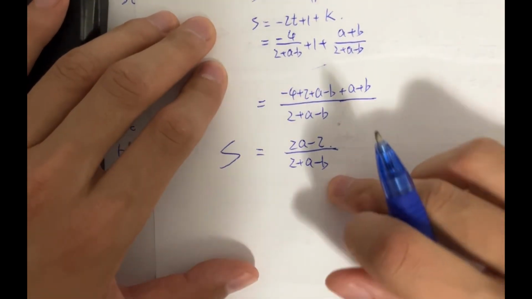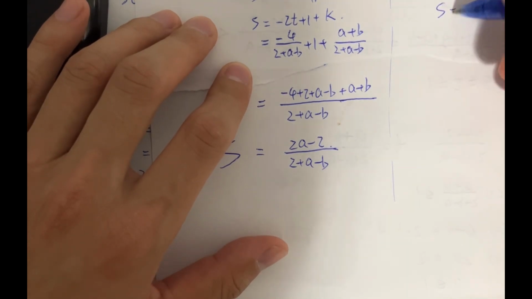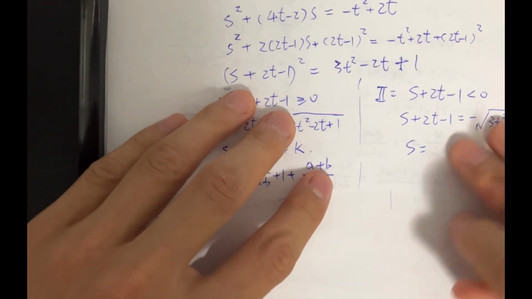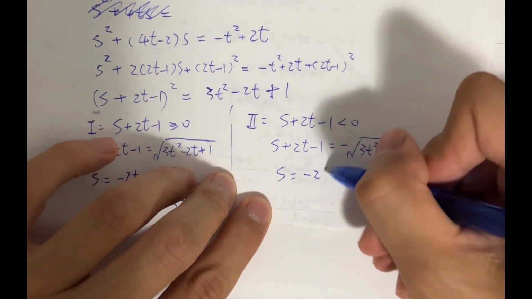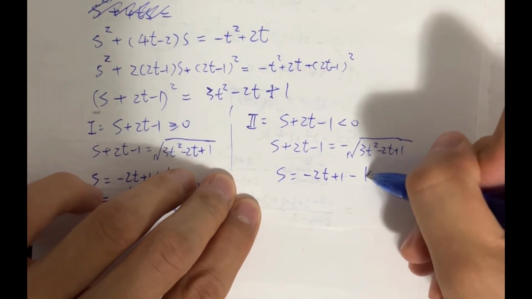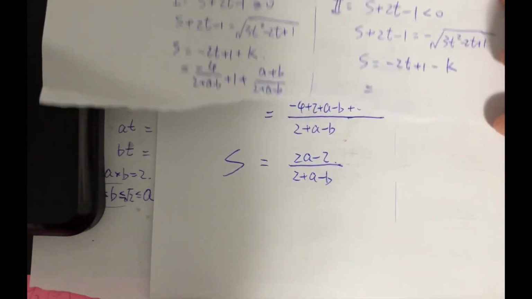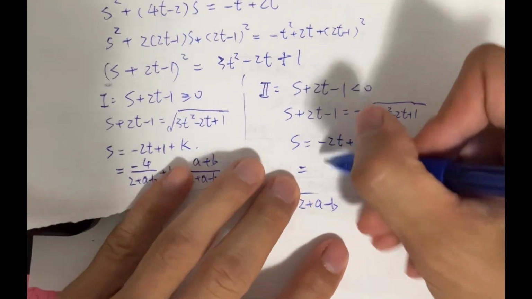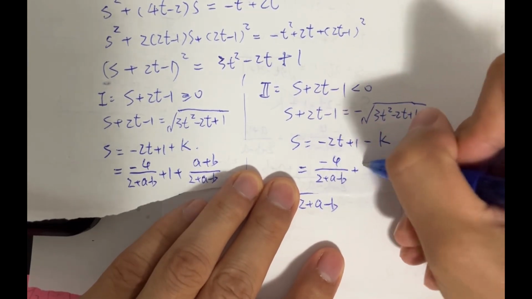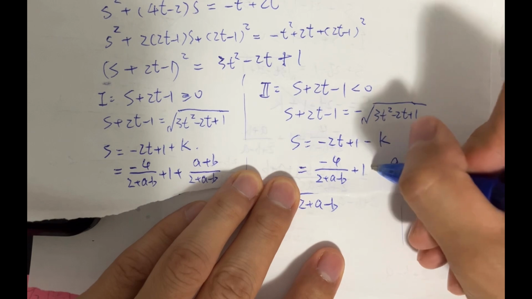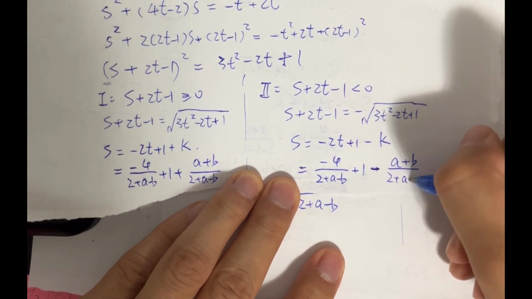And in this case, I mean, this is case 1. And how about case 2? Okay, the same. S in case 2 here. S is negative 2t plus 1 minus k. Okay, this is a k again. And the things in front are... Okay, let me just do it anyway. In fact, they are just the same. I mean, the first two terms are the same. So this is a minus a plus b and 2 plus a minus b.